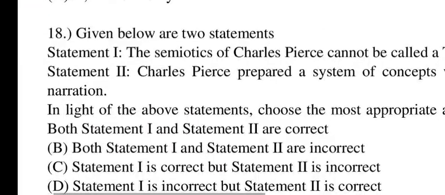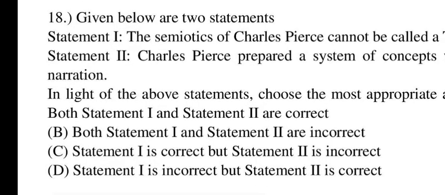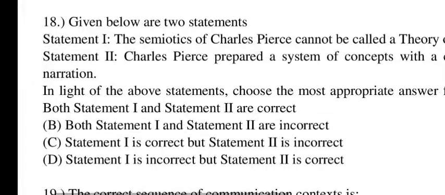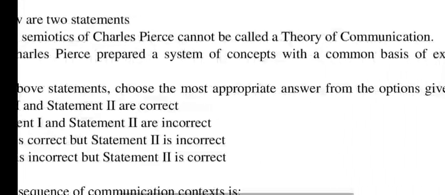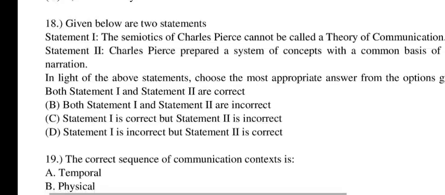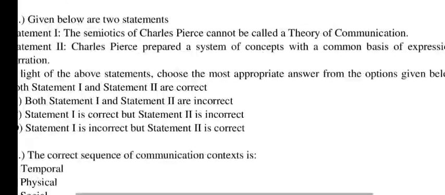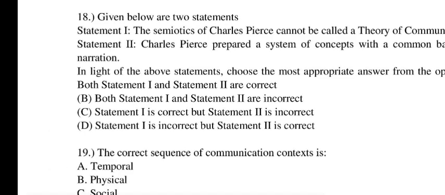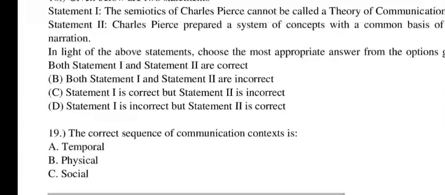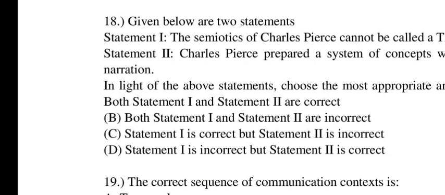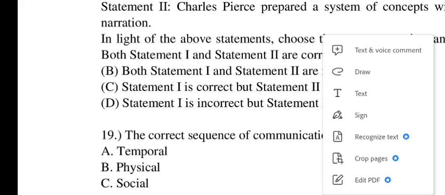Question 18 says, given below are two statements. Statement 1 says the semiotics of Charles Peirce cannot be called a theory of communication. Statement 2 says Charles Peirce prepared a system of concept with a common basis of expression and narration. In light of the above statements, choose the most appropriate answer. A says both statements 1 and 2 are correct. B says 1 and 2 are incorrect. C says 1 is correct, 2 is incorrect. D says 1 is incorrect but 2 is correct. Number 18, D will be correct. That means 1 is incorrect but 2 is correct.